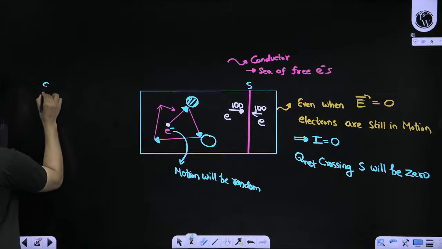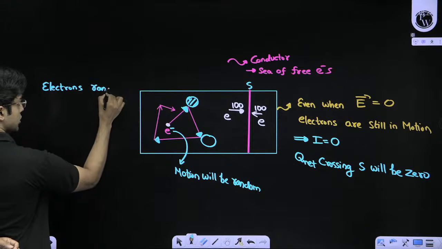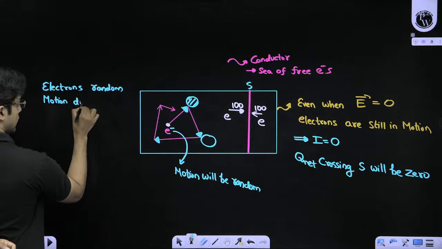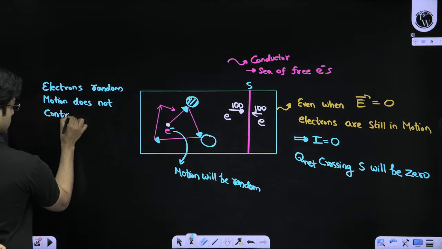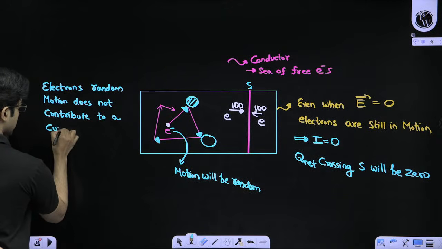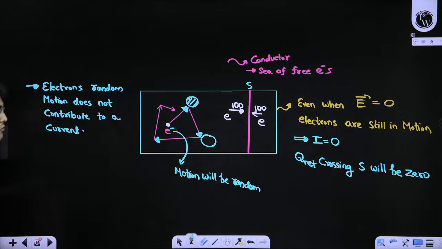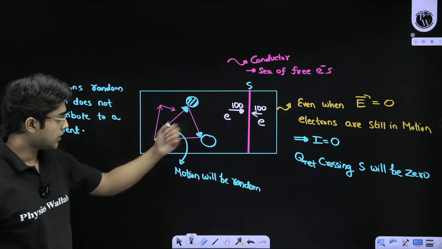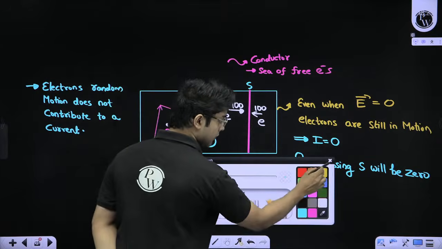So even though the electrons are moving, the electrons' random motion does not contribute any current, okay? And this is of course expected, because if the random motion contributed a current, we would get a current in a conductor without any battery, right? But we know that if we don't connect a battery, then we don't get a current.